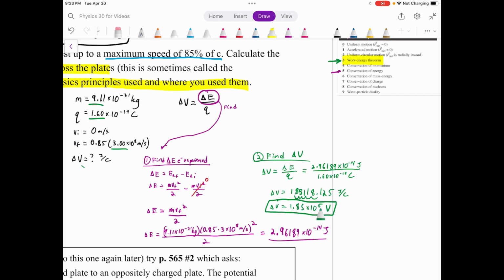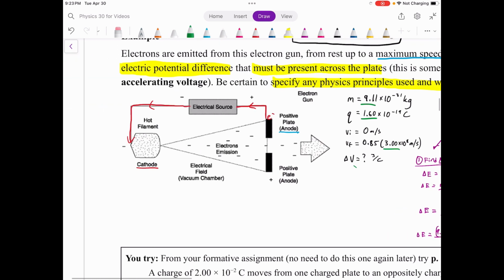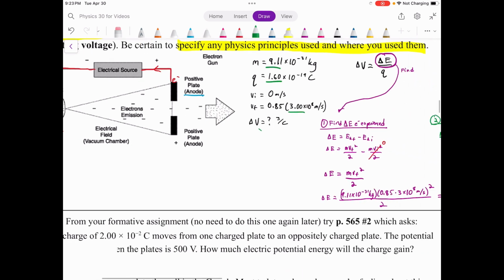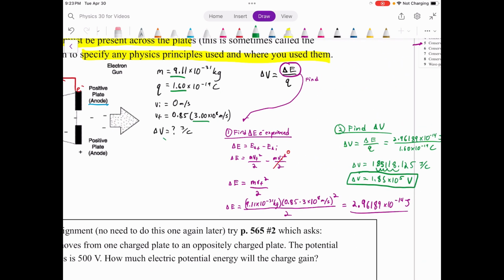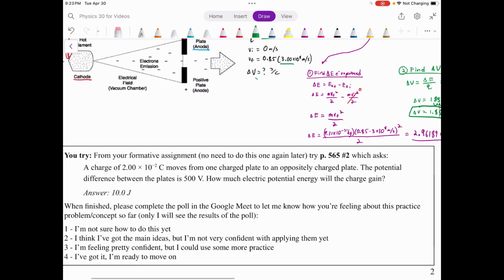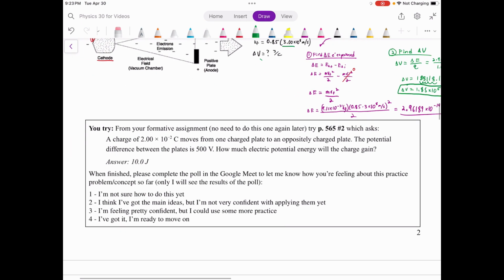How do we know? Well, because we saw some electrons go through it, and we know how much kinetic energy they gained, and we know the charge of the electron. So we can figure out how much they gained per coulomb of charge that they have. All right, so go ahead and try this one out as a starter.